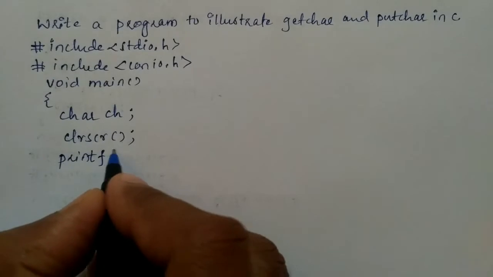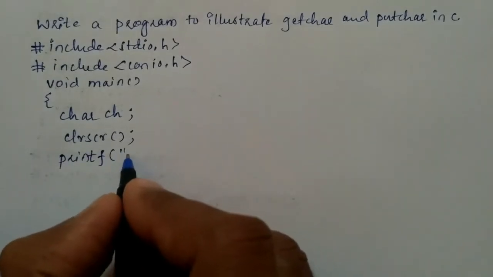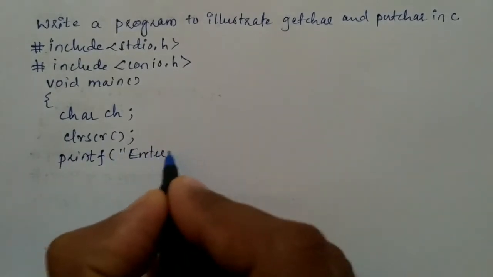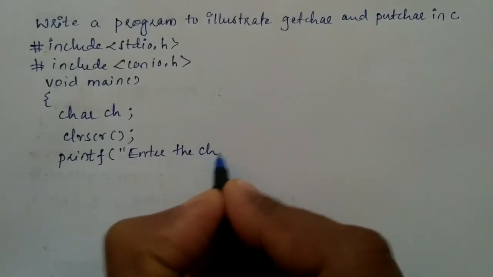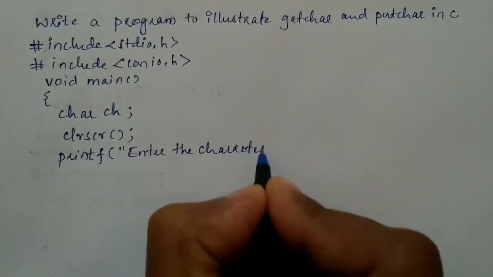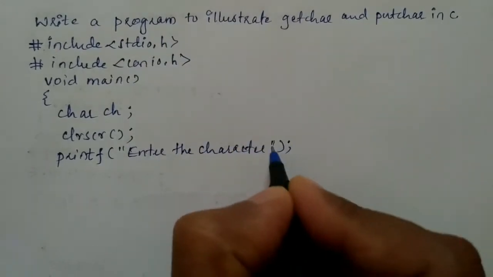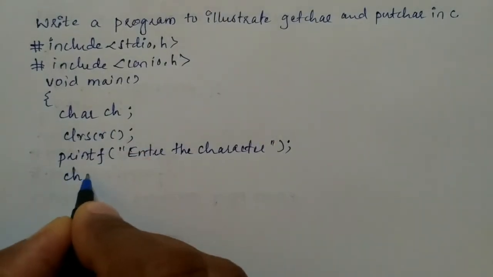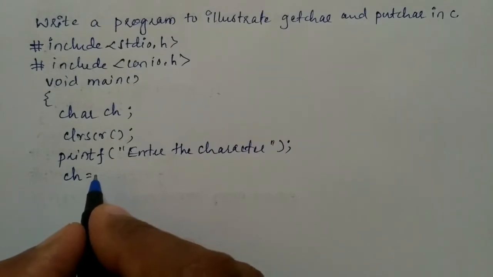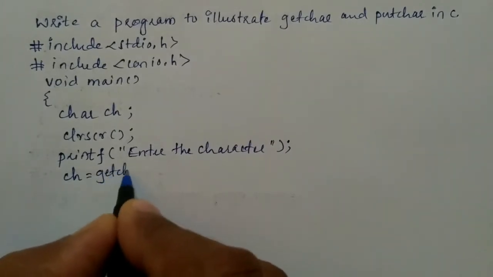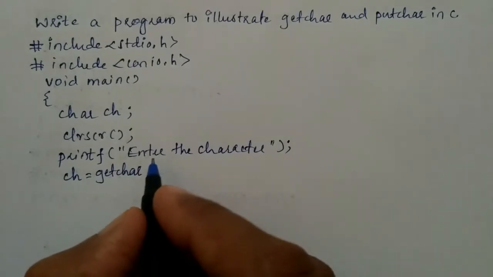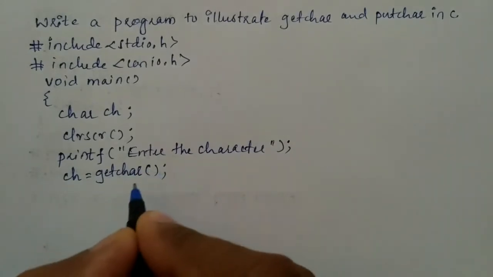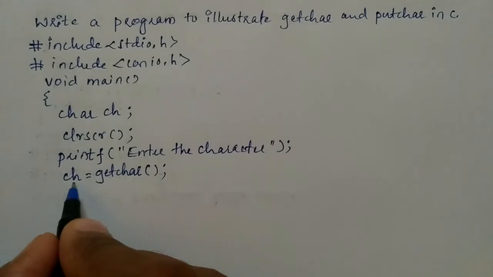Now we are going to write a printf statement. Here inside this bracket we are going to write "Enter the character" and end the double quotation mark, put semicolon. Here we are going to use this variable ch is equal to the input function, that is the getchar function, which will receive one character at a time, and it is initialized to the ch variable.